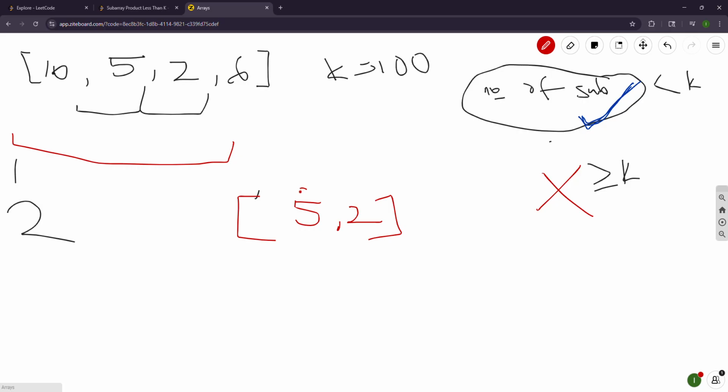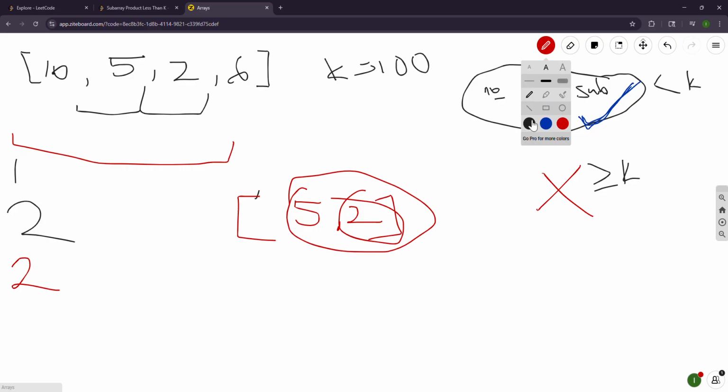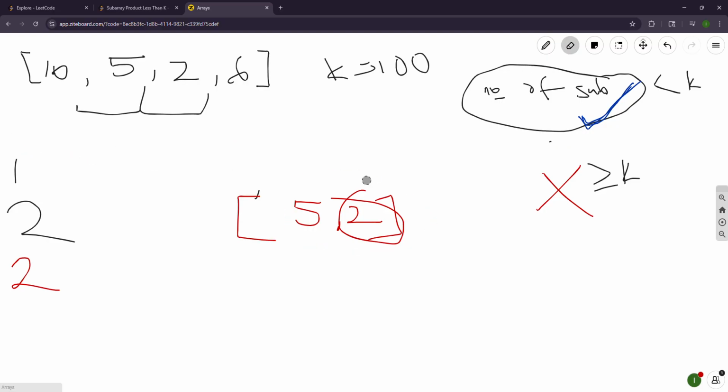We can form one subarray with 5 and 2, and we can also form only one subarray with 2. So there are 2 subarrays. So we are going to get 2 subarrays within this. And we continue. So when we do this, this becomes valid, and we continue.